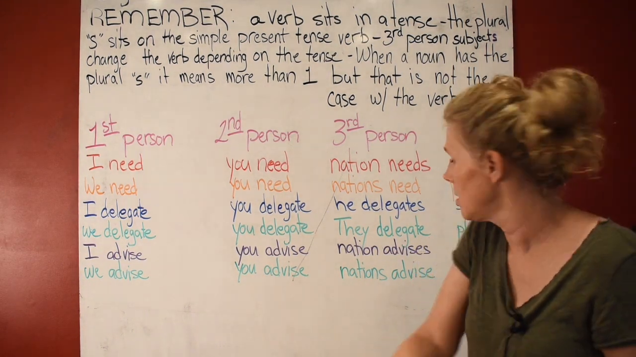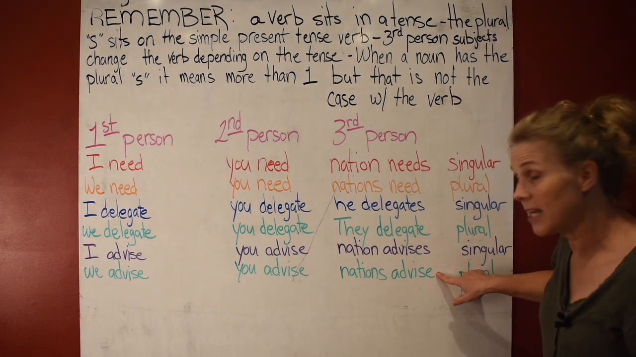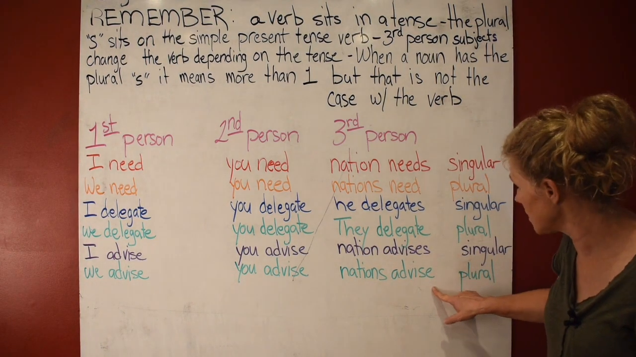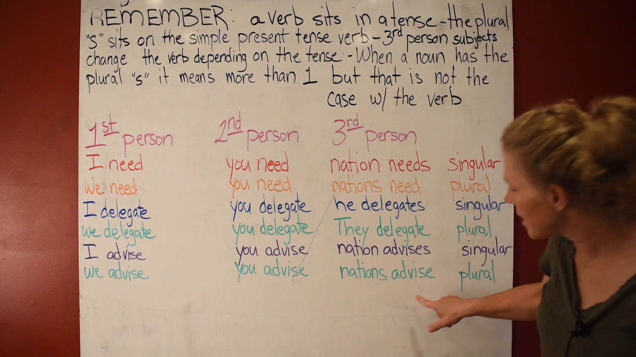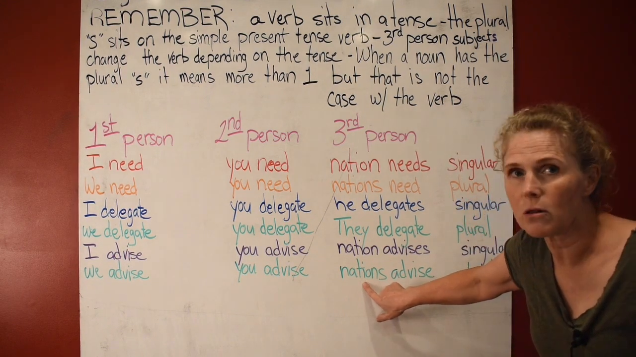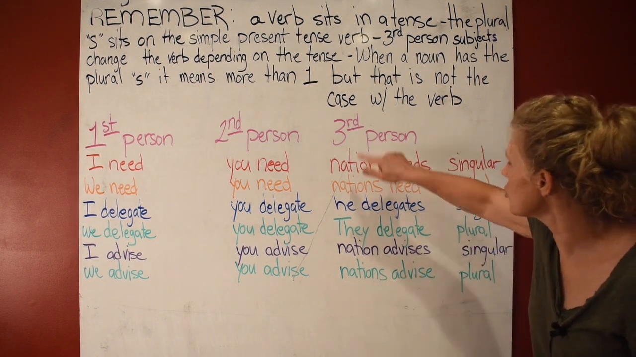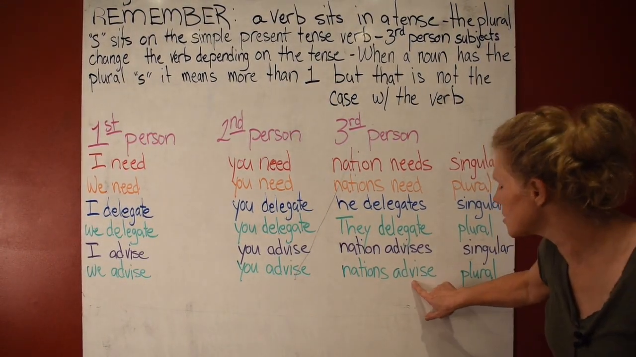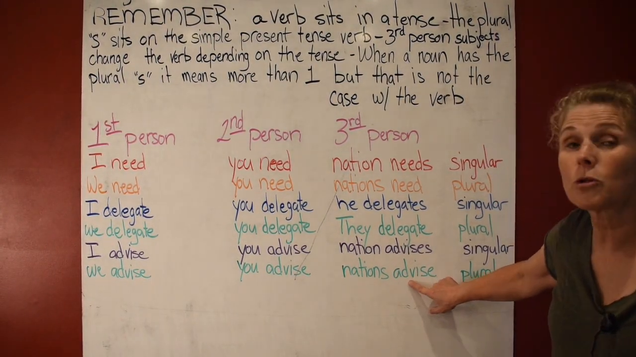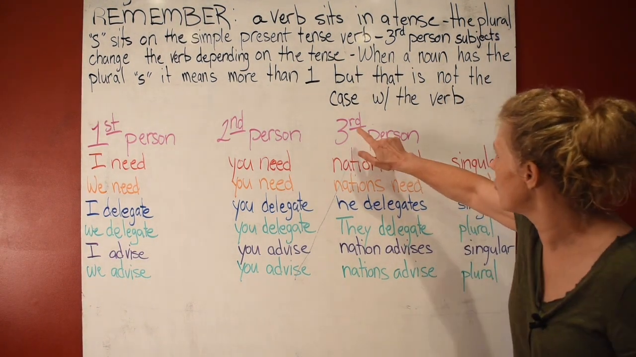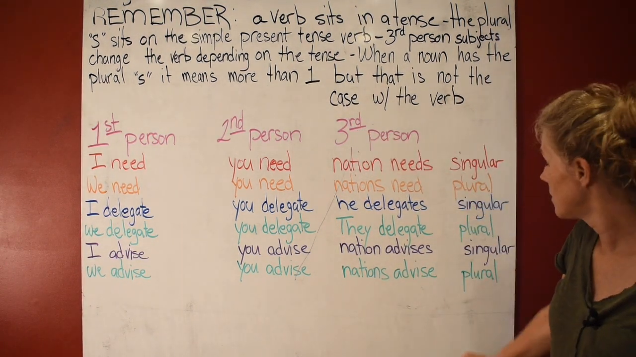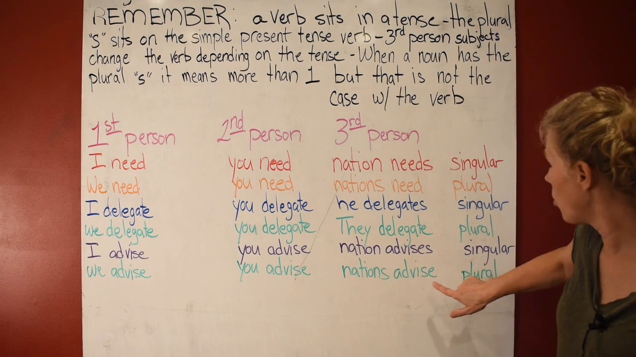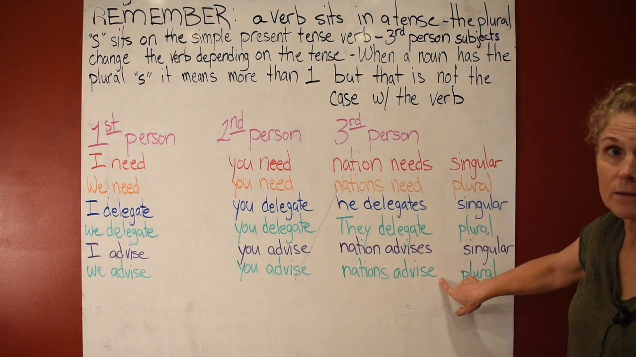Does that make sense, Paul? So look at that. Does it take a plural s here? No. Nope. It does not, because this is plural. This is in third person. It is plural. So it takes the plural verb, and that's the plural verb when it is in third person. That is the plural verb without the plural s.